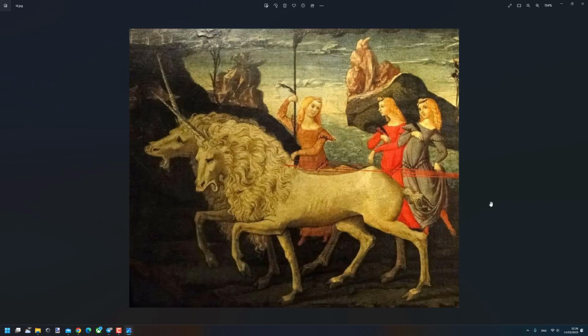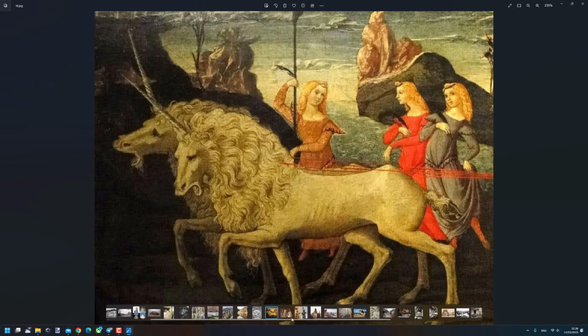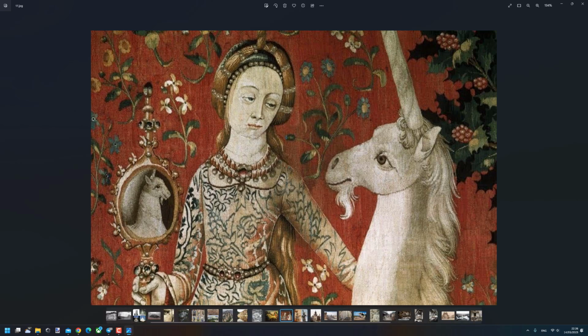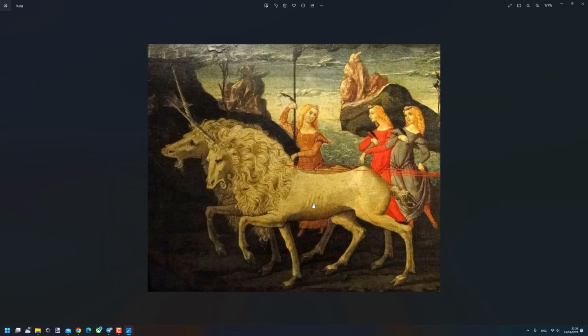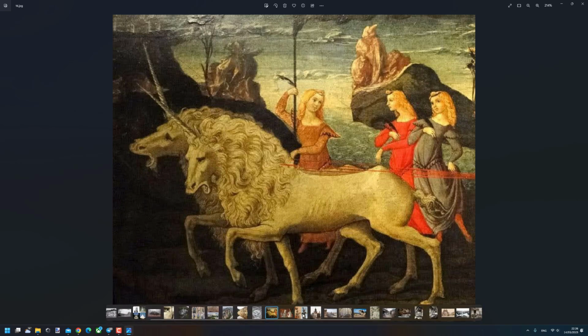Now, talking about unicorns, guys, there are many paintings from back in the day which show that people were actually using unicorns quite a lot. These are just some examples. Does this mean that unicorns actually existed back in the day and they've gone extinct because humans abused them? I mean, that is a genuine possibility.